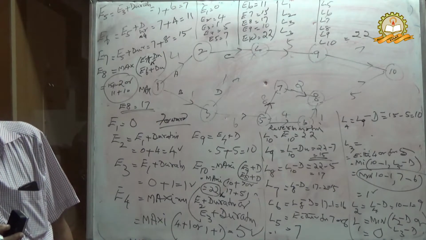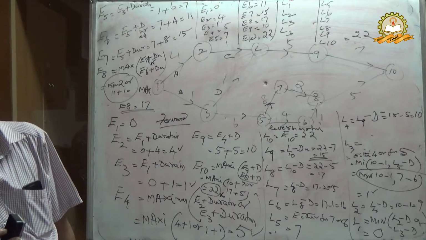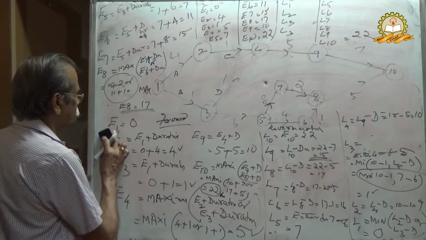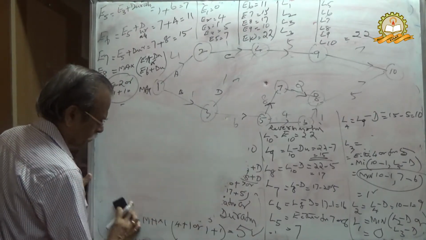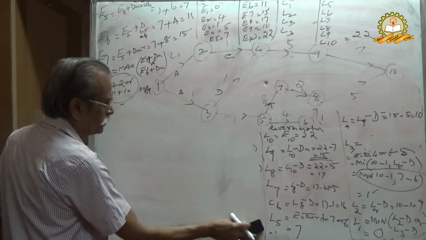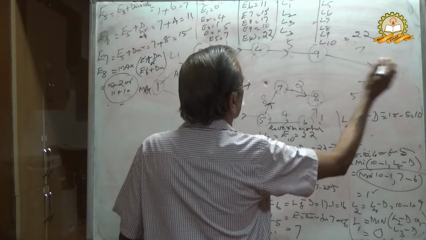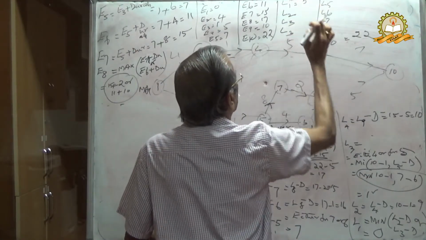4, 1, 5, 7, 11, 15, 17, 10 and 22. Therefore, I am just cancelling this for the time being. And you can write L1. L1 equal to 0. Normally L1 should be 0 because that is the starting point.